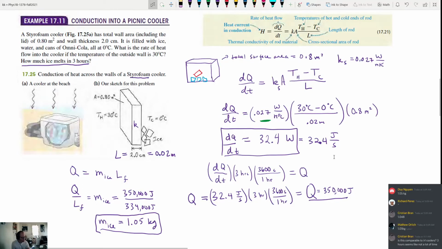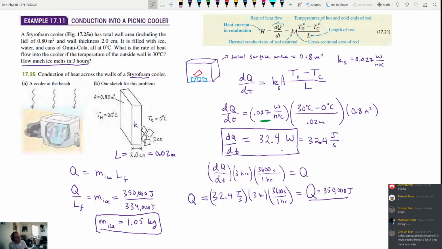Is this comparable to real-life coolers? 3 hours seems like not a lot of time. Yeah, I would agree. Let's think about this as an engineering kind of thing. What could we do with our cooler to make it better? I agree with you, I don't know if it's comparable.